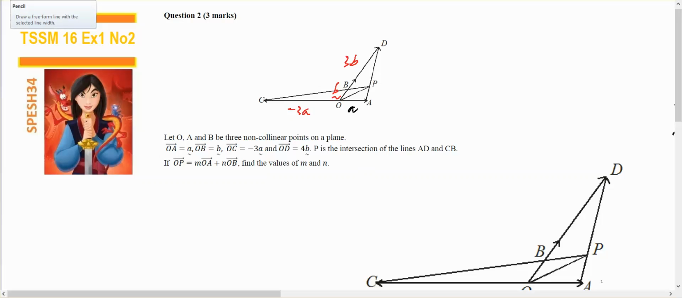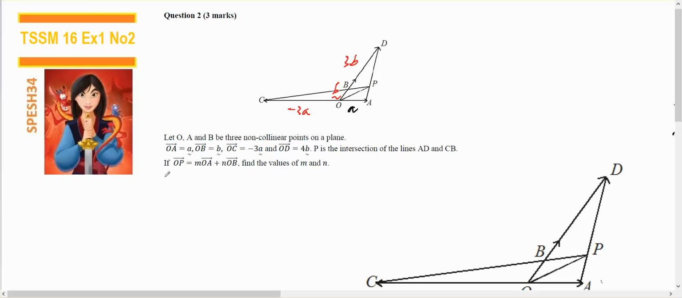This is for Year 12 Specialist. It comes out of TSSM 2016 Exam 1 question number 2. I know that AO is A and OB is B and OC is minus 3A and OD is 4B. Therefore I know that BD is 3B.